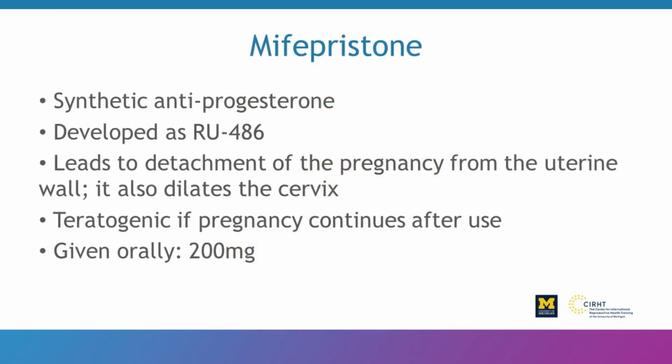What is mifepristone? It is a synthetic antiprogesterone, developed as RU486. This drug has an effect against progesterone, and it leads to detachment of the embryo from the uterine wall, and this leads to fetal death. Mifepristone is given orally in a dose of 200 milligrams.